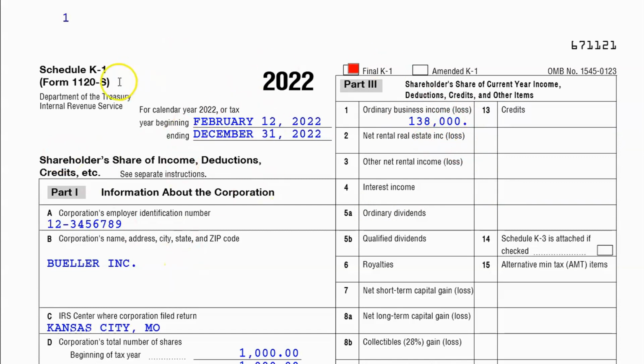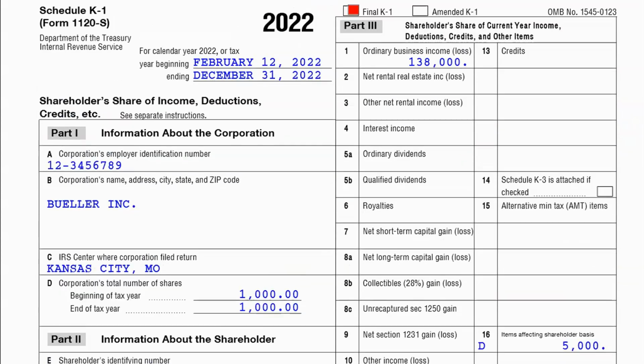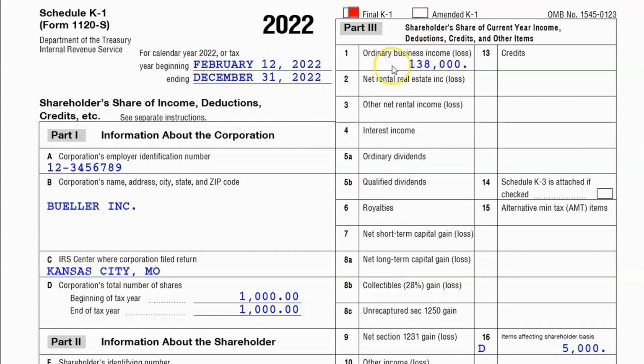And this form, this K1, is what he's going to use to put on his personal tax return. So again, this corporation, this 1120S, is going to create this K1. And if there's one shareholder, 2 shareholders, 50 shareholders, they're each going to get one. And depending on what their ownership is, this box number 1 is going to be allocated proportionally. So in this case, if there were 2 owners and they're both 50-50, you would take this 138 divided by 2, and Ferris is responsible for half of this, and the other shareholder is going to be responsible for the other half. Okay. So that's the main point of this K1 here.